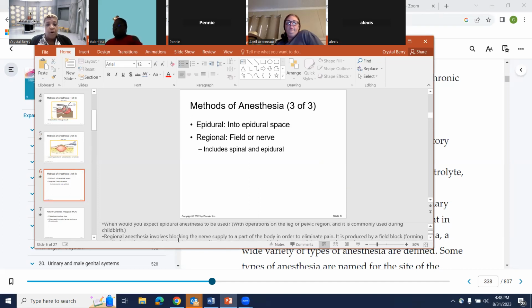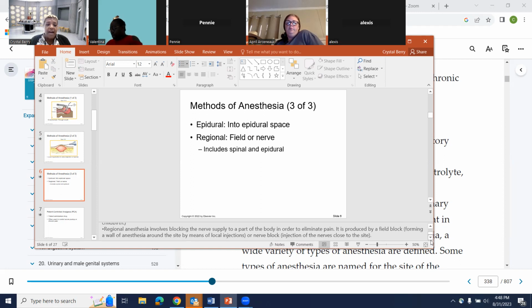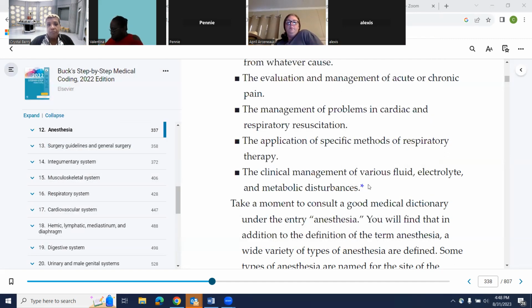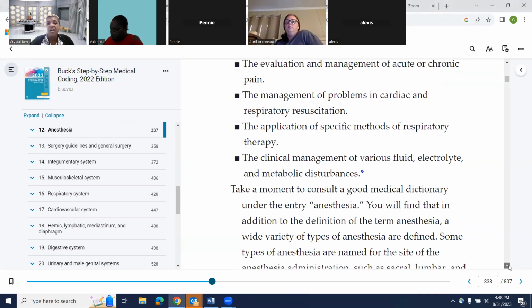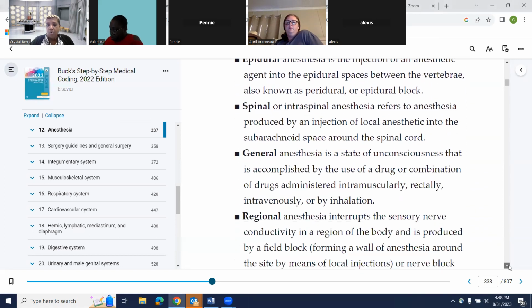Regional anesthesia involves blocking the nerve supply to a part of the body in order to eliminate pain. It is produced by a field block, forming a wall of anesthesia around the site by means of local injections, or nerve block injections of the nerves close to the site. So you see how the difference is, and if we go back to the book, it breaks down all of this so that you can better understand what is going on.